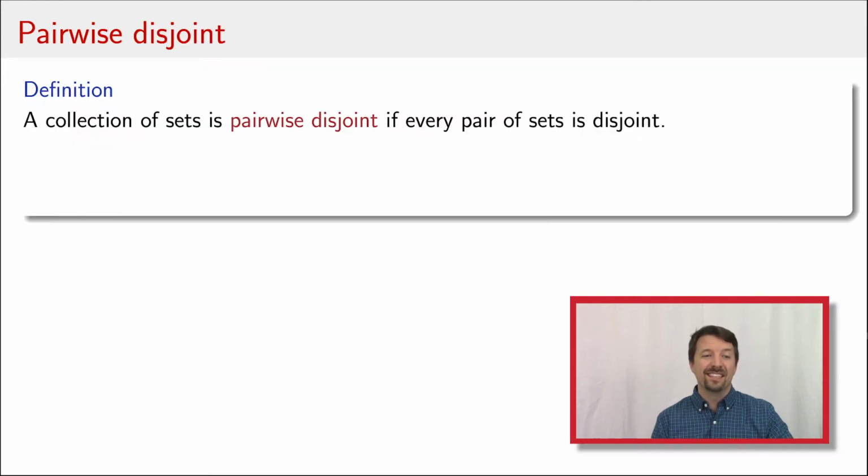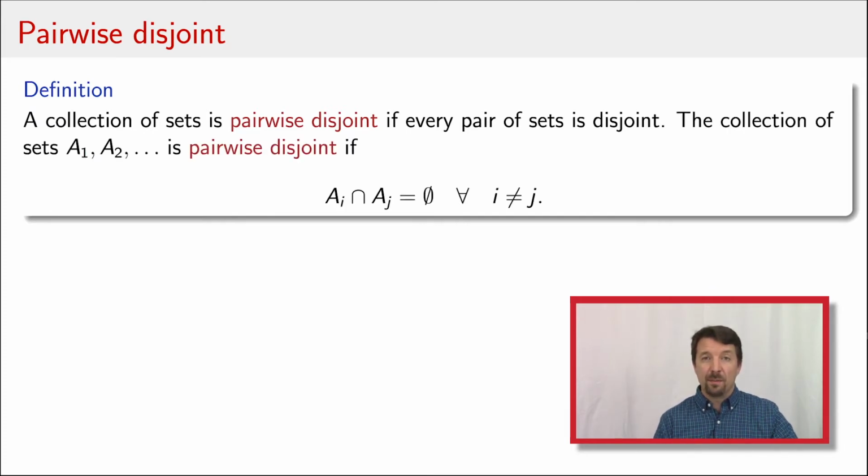Now we can extend this idea to more than two sets. If we have a collection of sets, that collection is said to be pairwise disjoint if every pair in that collection is disjoint. So another way to write that mathematically is to say, let's imagine we have this collection of sets called A1, A2, and so forth, possibly an infinite number of them. And if we take every pair of sets, their intersection is empty. So that is A_i intersection A_j is equal to the empty set for all i not equal to j.